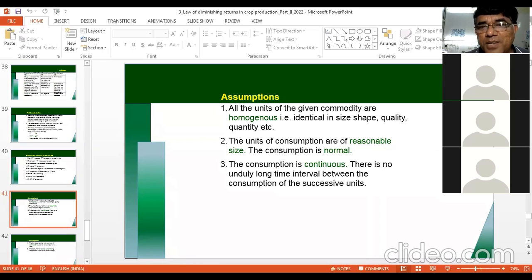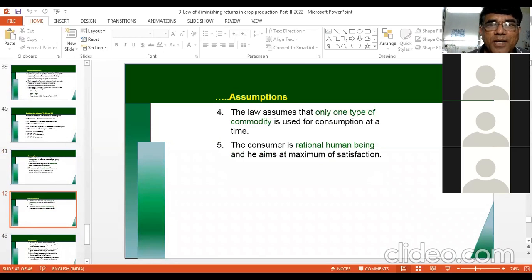So each labor should produce roughly 10 units, or should be equally homogeneous. The units of consumption are of reasonable size. The consumption is normal. The consumption is continuous. Here consumption means your resources, your variable cost. There is no unduly long time interval between the consumption of the successive units. The law assumes that only one type of commodity is used for consumption, and other commodities remain the same.